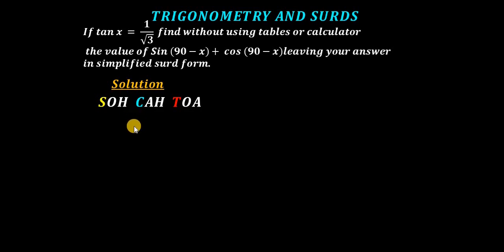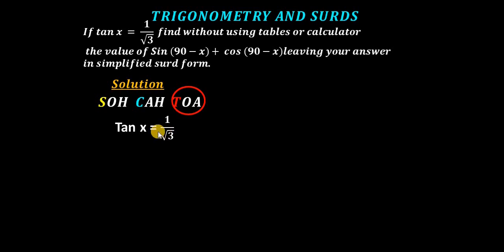So for example, in the question you're given tan x is equal to 1 over root 3. That implies that x is an acute angle. So according to our question, we are given tangent of an acute angle x. That means we are going to consider this last part here, the TOA.